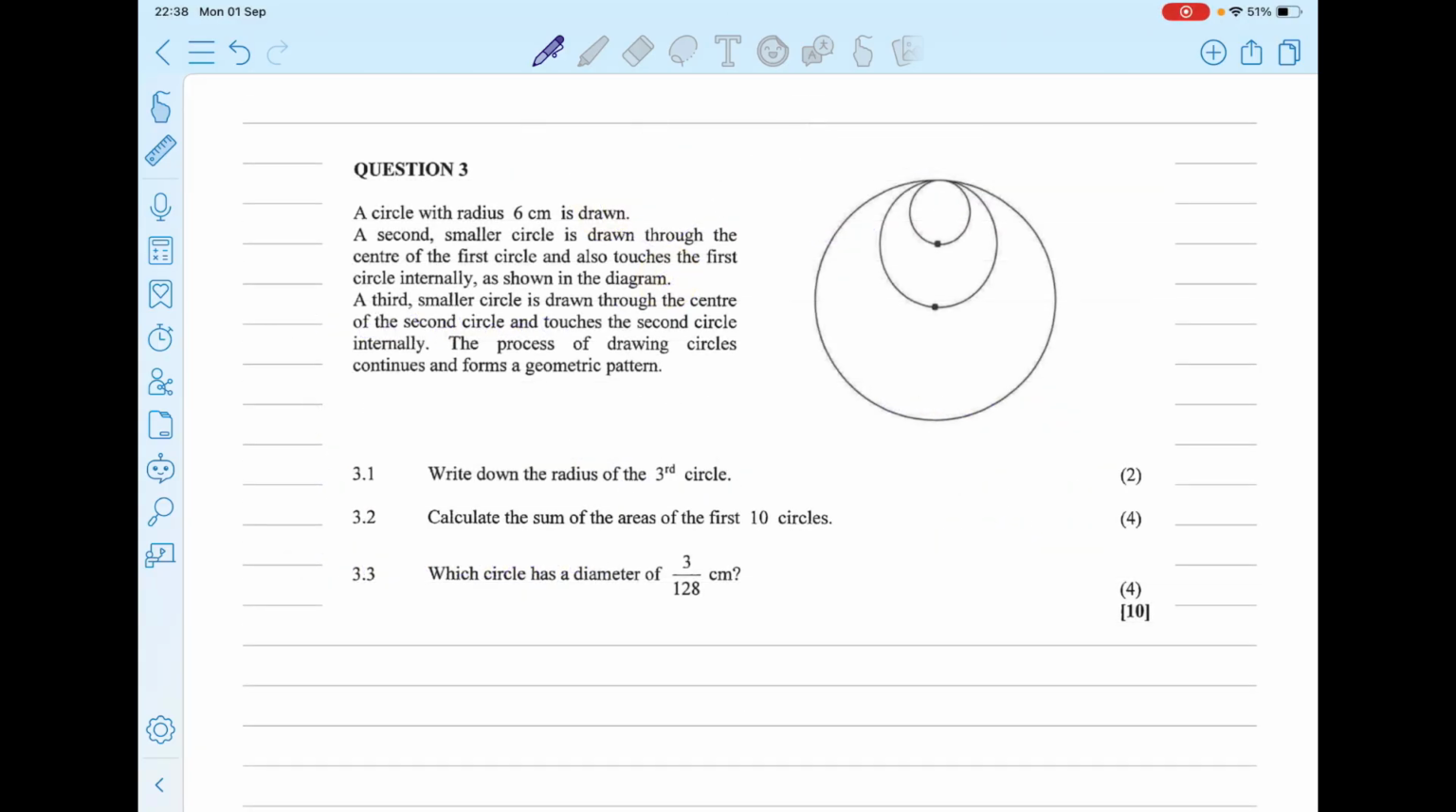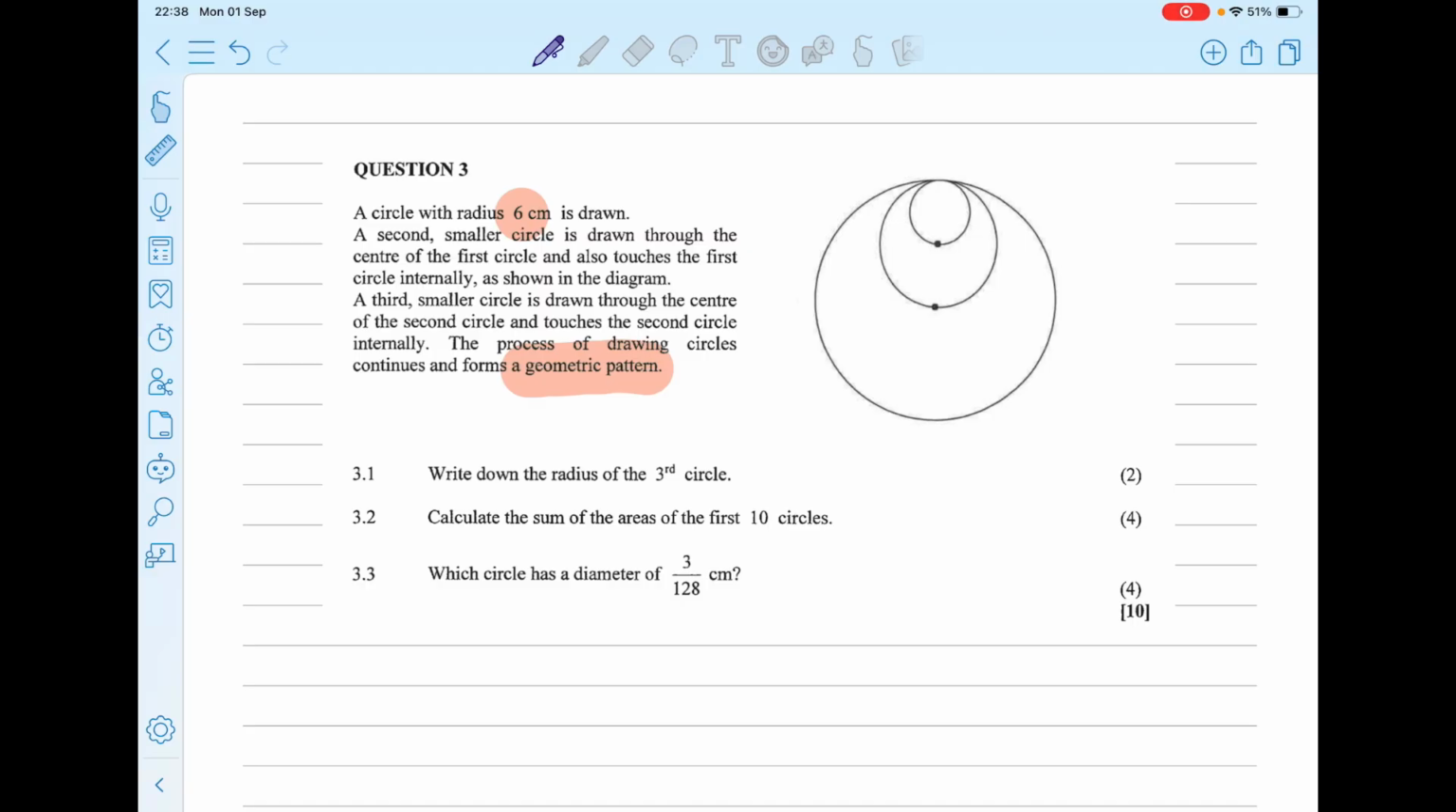Now, let's move on to question 3. Here we are told that a circle with a radius of 6 centimeters is drawn, and a second smaller circle is drawn through the center of the first circle and also touches the first circle internally. A third smaller circle is drawn through the center of the second circle and touches the second circle internally. The process of drawing circles continues to form a geometric pattern, also known as a geometric sequence. Now let's look at question 3.1.